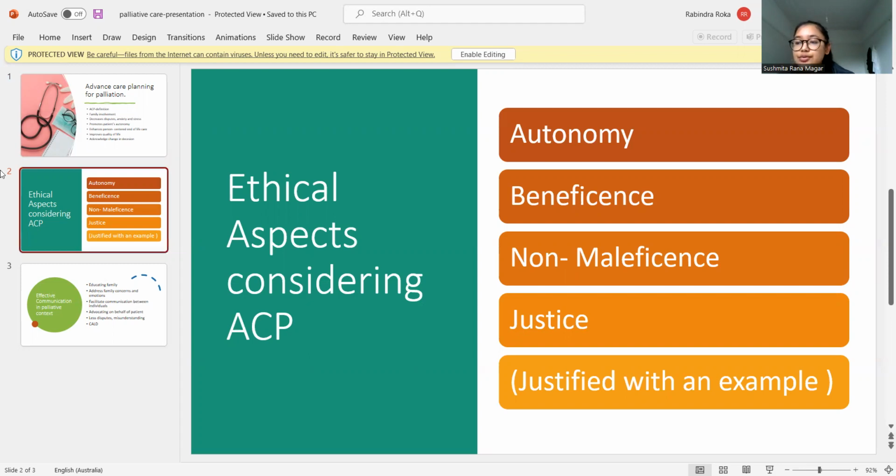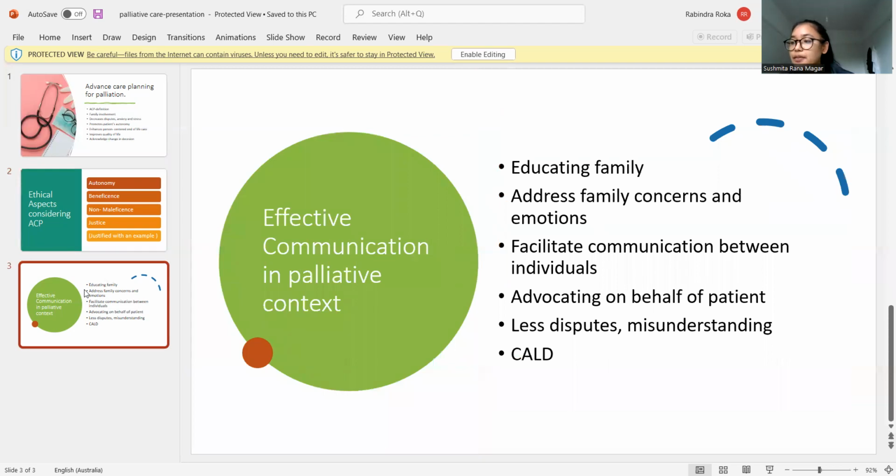Now, I'd like to draw your attention towards effective communication. Communication in palliative care settings can be difficult as most people are depressed, scared, and anxious about end of life. Therefore, nurses need to address their needs and concerns and advocate on their behalf for fulfilling their needs and wishes to a multidisciplinary team to promote dignified death in a professional and respectful manner.